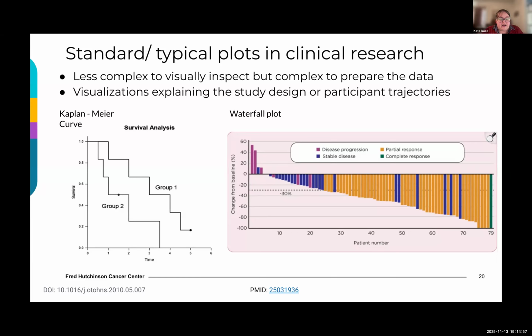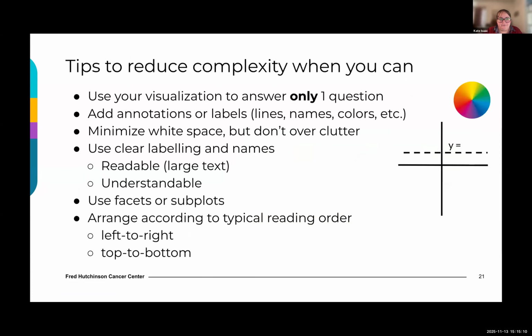A third one that I'm not showing an example of, but we'll look at later, are visualizations that explain study design or participant trajectories throughout. Those are very complex as well and have the same considerations as these and are just standard typical plots in clinical research. So given that you're working with complex data and sometimes you're stuck with plots that are just complex, here are some tips to reduce the complexity when you can, when you're making a plot.